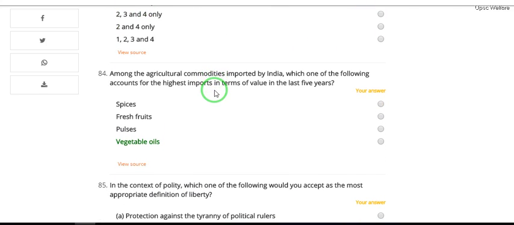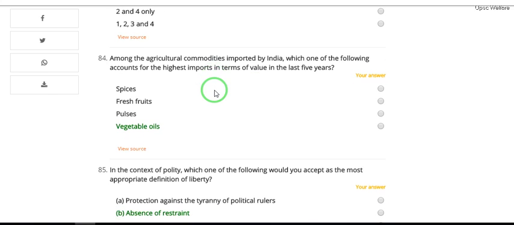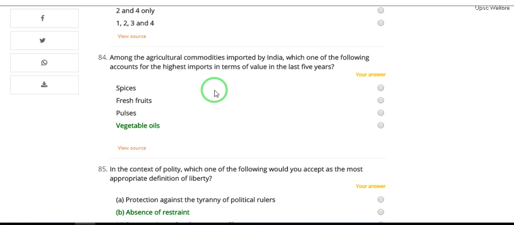Now question 84, C. Among the following agricultural commodities imported by India, which accounts for the highest import in terms of value in the last 5 years? Vegetable oil. As we know, it's the agricultural commodity that is most highly imported by India in the last 5 years.